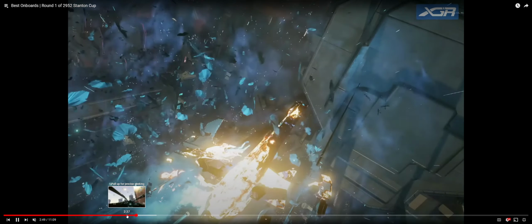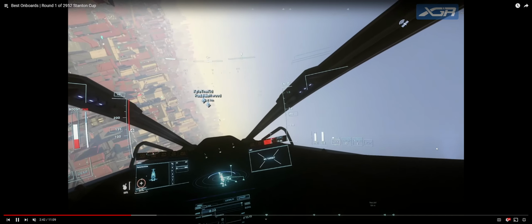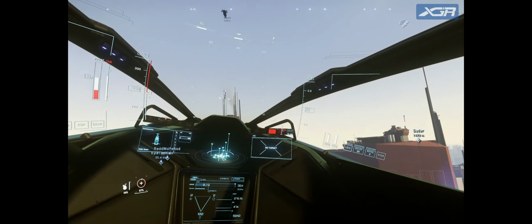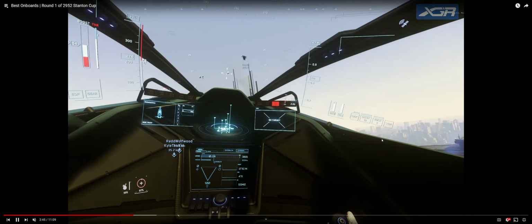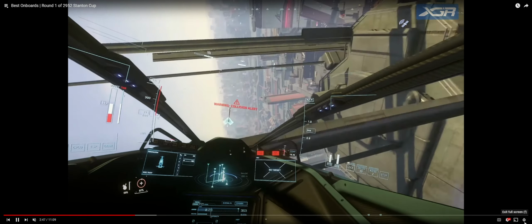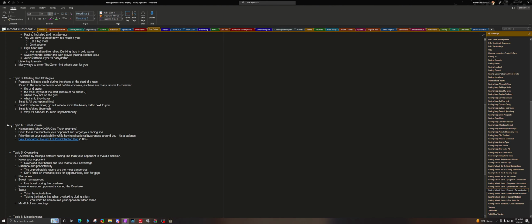So this is a great example of tunnel visioning way too much and just not focusing on your own racing line and your own survivability. This is a great example of what not to do. So that covers tunnel vision. Focus on your own survivability while also having good situational awareness around you.